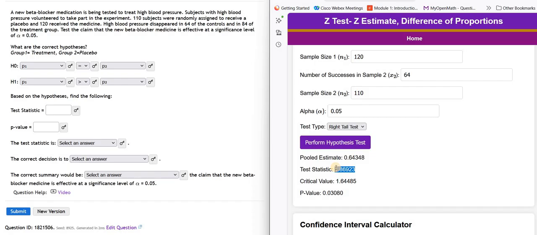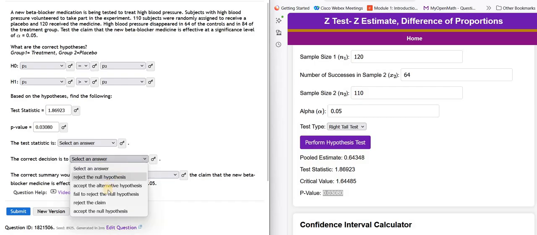So the test statistic, I'm going to copy paste it. And the p-value, I'm going to copy the p-value and paste it here. All right. So the first question I can answer here is the correct decision is 2. As you can see here, the p-value is less than alpha, which means we're going to reject the null hypothesis.